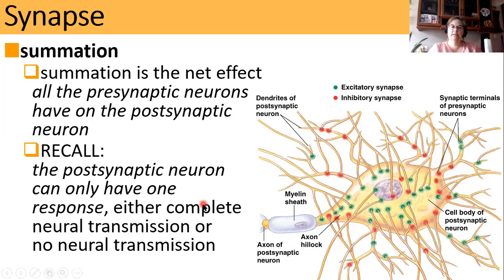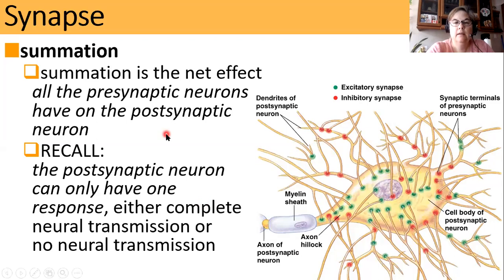So postsynaptic neurons can only have one response, either complete neural transmission or no neural transmission. Okay? Now, the no neural transmission could be that they're inhibited. The no neural transmission could be because the excitatory and inhibitory have balanced, right? And they're just nothing. It could be either one of those, but no transmission occurs.